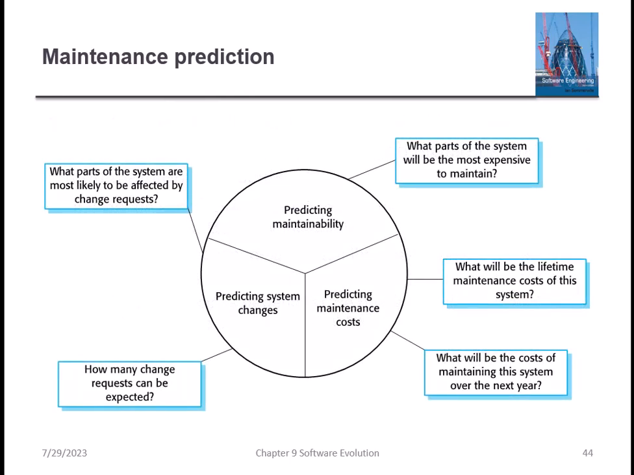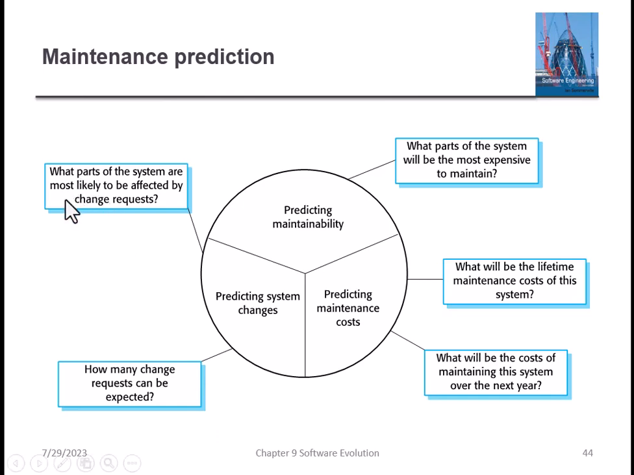This diagram shows the three parts. First is predicting system changes. So two factors are involved. How many change requests can be expected? So it also depends on the system. If it is a large system, a big project containing a huge amount of requirements such as ERP systems, so the change requests can be many. There can be very many requests in such a system.